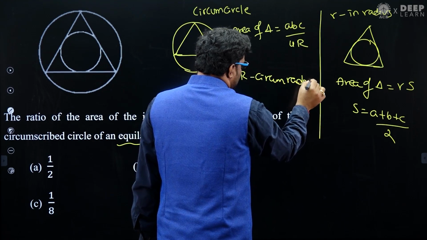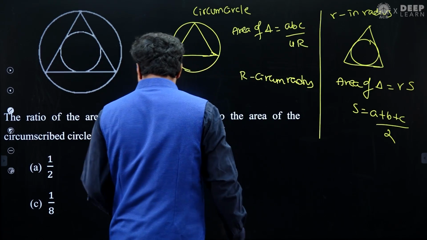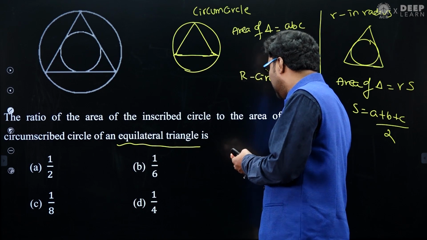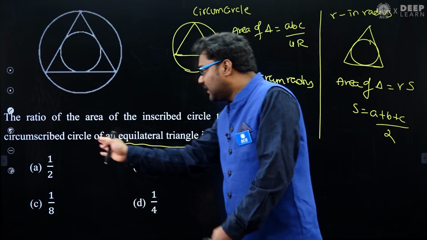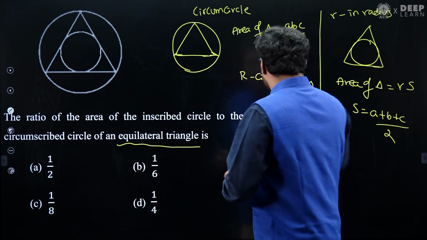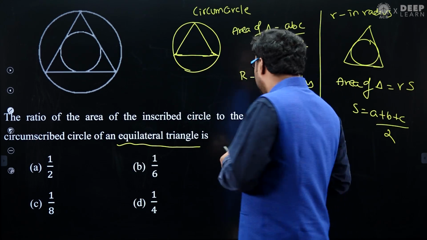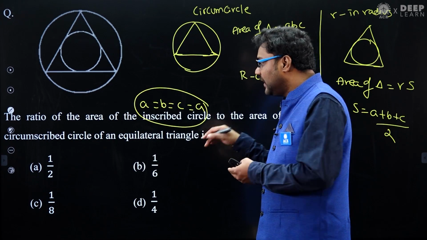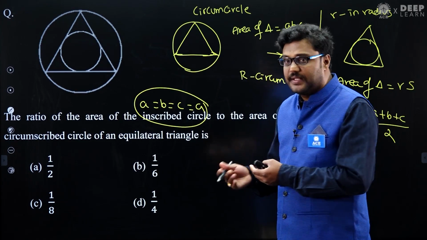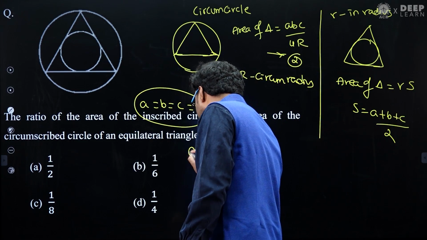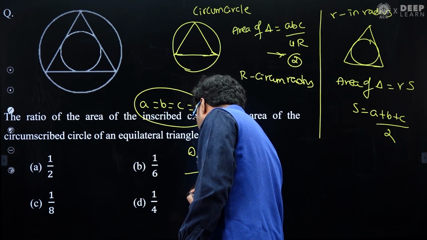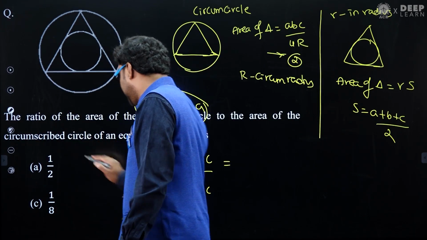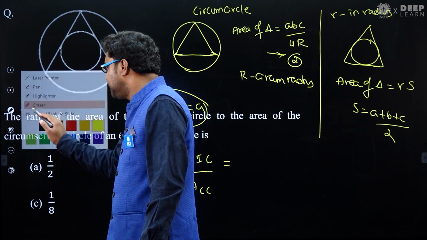Fine, okay. Now, what they are asking is the area of the inscribed circle, or incircle, with respect to the area of the circumscribed circle. So here, what they are asking, my dear friends, is the area of the incircle with respect to the area of the circumcircle. We know the incircle and circumcircle radii are different, and the area of a circle is pi r square.